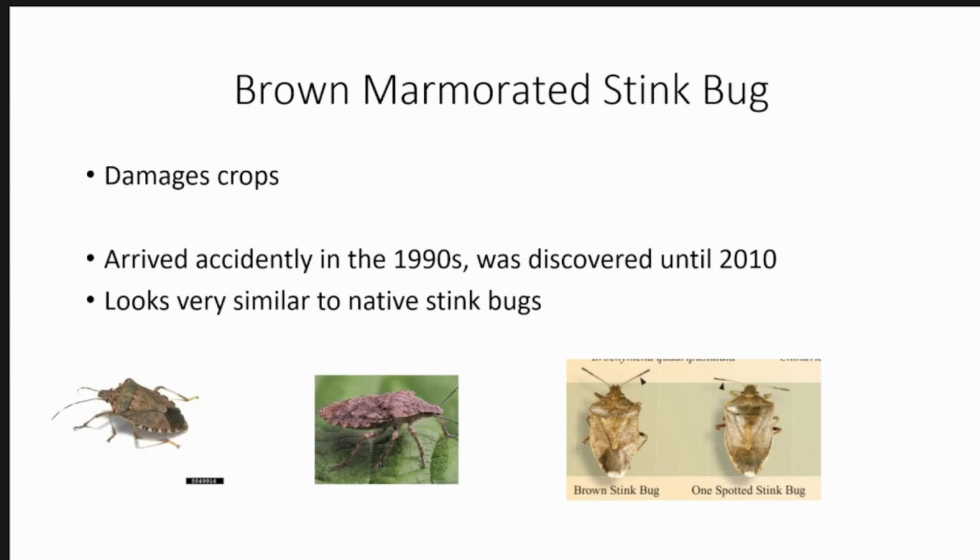Brown marmorated stink bug. These guys damage crops. They arrived in the 90s, but weren't really discovered until 2010, mostly because they look very similar to native species of stink bugs. So, out of these ones, which one's the brown marmorated stink bug? It's this one. Oh no, wait, was it this? No, I'm pretty sure it was this one. Yeah.